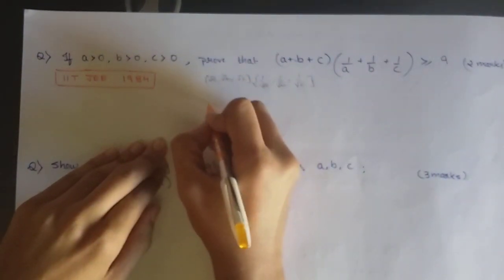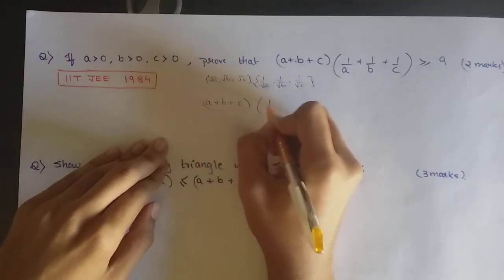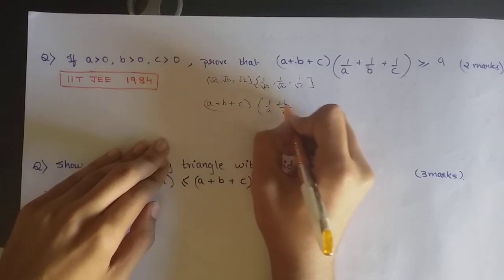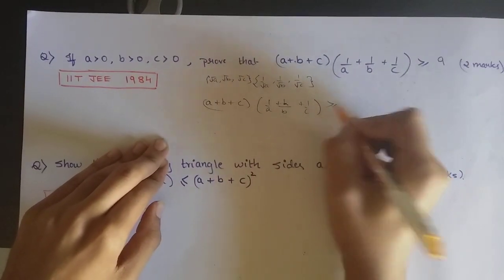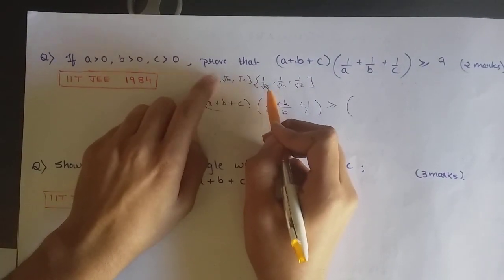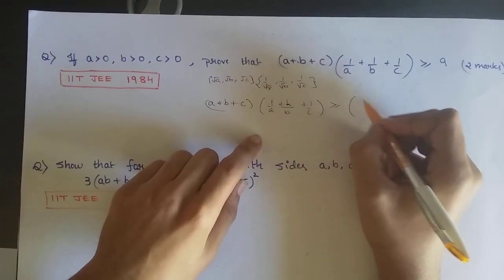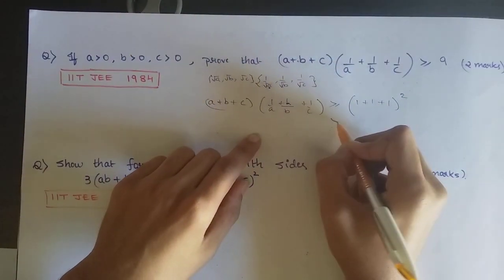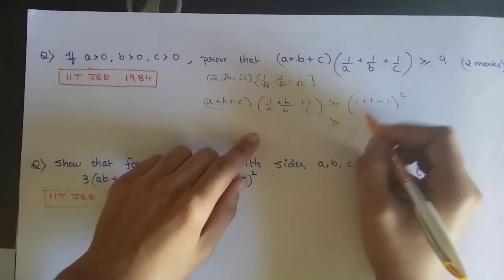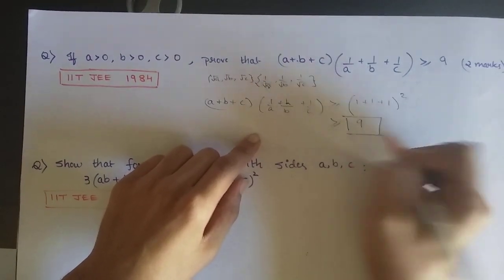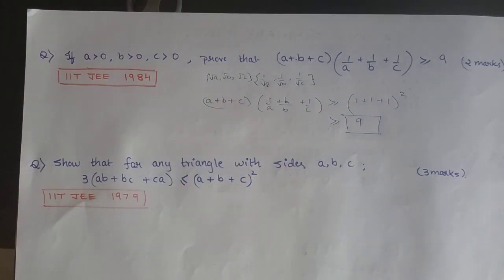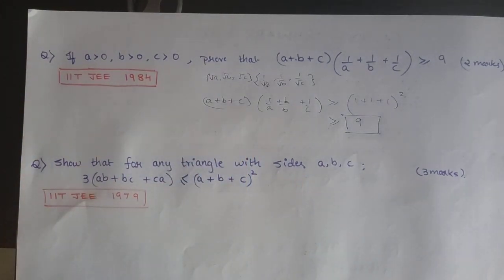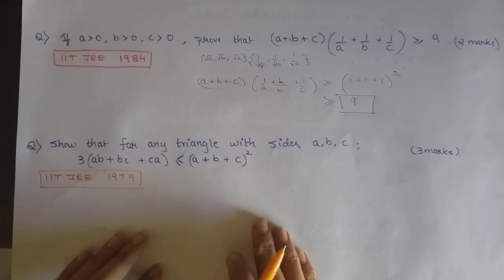So let's apply a plus b plus c times 1 by a plus 1 by b plus 1 by c is greater than or equal to multiplication of this plus this whole square. So that is 1 plus 1 plus 1 whole square, greater than or equal to that is 1 plus 1 plus 1 is 3 square is 9, right? So it was actually proved in the previous solution using AMGM inequality. Many of these inequalities are actually proved using AMGM or AMHM or such kind of things, but if we know Cauchy Schwarz inequality, it makes things really simple. So let's see what is the second question.